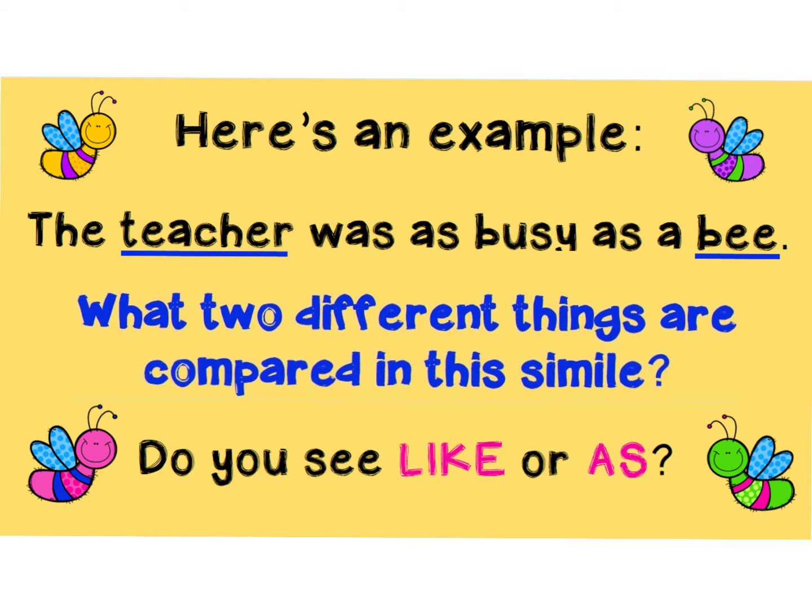Here's an example of a simile. The teacher was as busy as a bee. What two different things are compared in this simile? Well, as you can see, we have underlined the things that are compared. We're comparing the teacher to a bee. You will also see like or as in the sentence. And in this one, we have as in it.